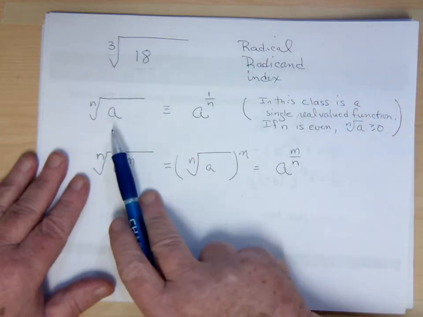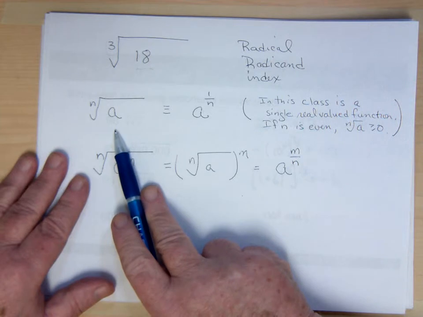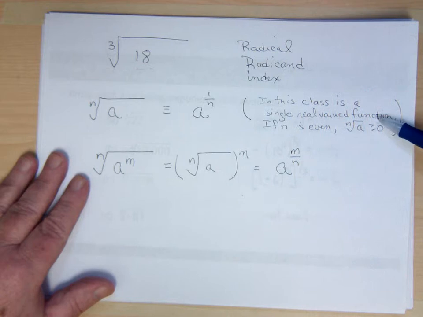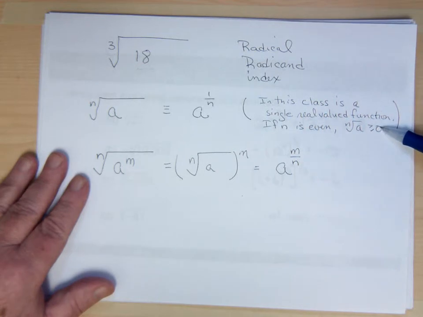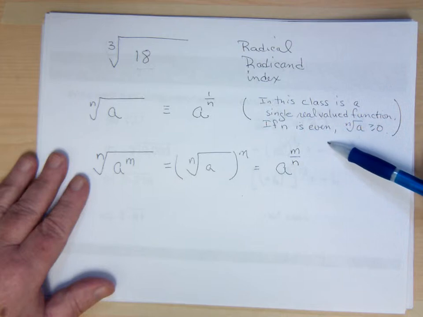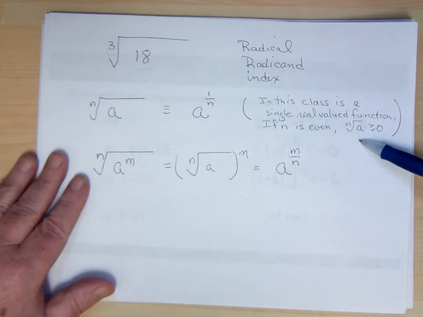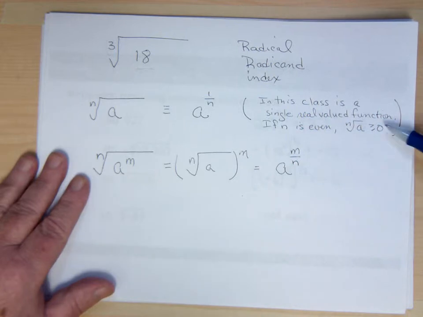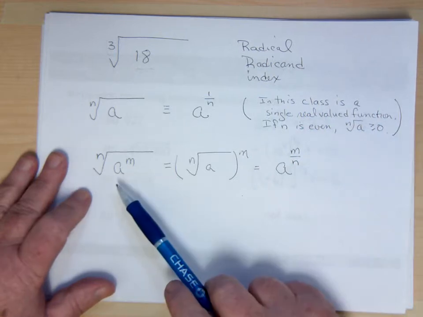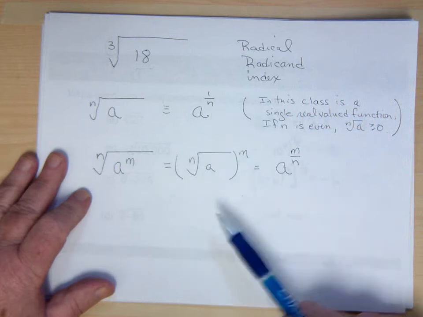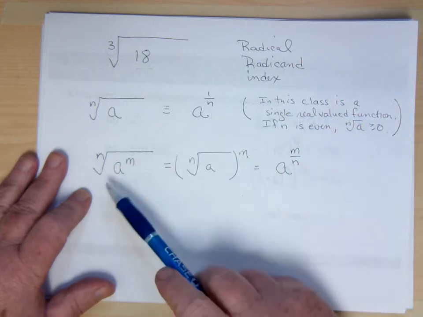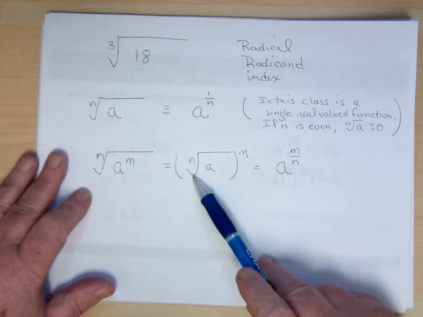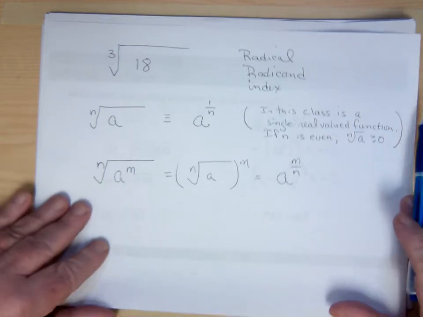Now, in terms of what we talked about with fractional exponents, the nth root of a number a is a to the 1 over n. This is always, in this class, a single real valued function, and if n is even, that means the principal nth root is bigger than or equal to 0. If n is odd, it can be positive or negative. And we can then turn from 1 over n to m over n, and that can either be the nth root of a to the m or the nth root of a raised to the mth power.